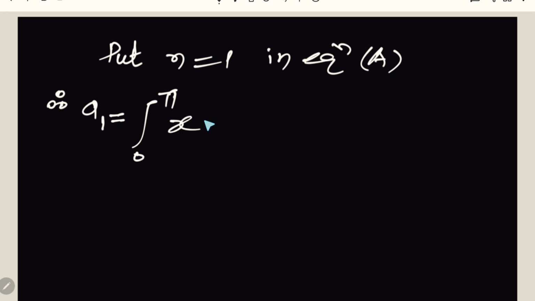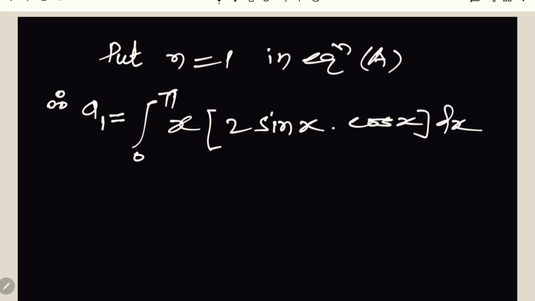x multiplied by sin x. 2 I have taken inside, therefore it is 2 sin x into cos of nx. N is 1, therefore it becomes cos x. 1 by pi as it is. And then we have to integrate it with respect to x. But we know the formula from trigonometry. 2 sin theta cos theta is nothing but sine of 2 theta. And therefore it is x into sine of 2x.